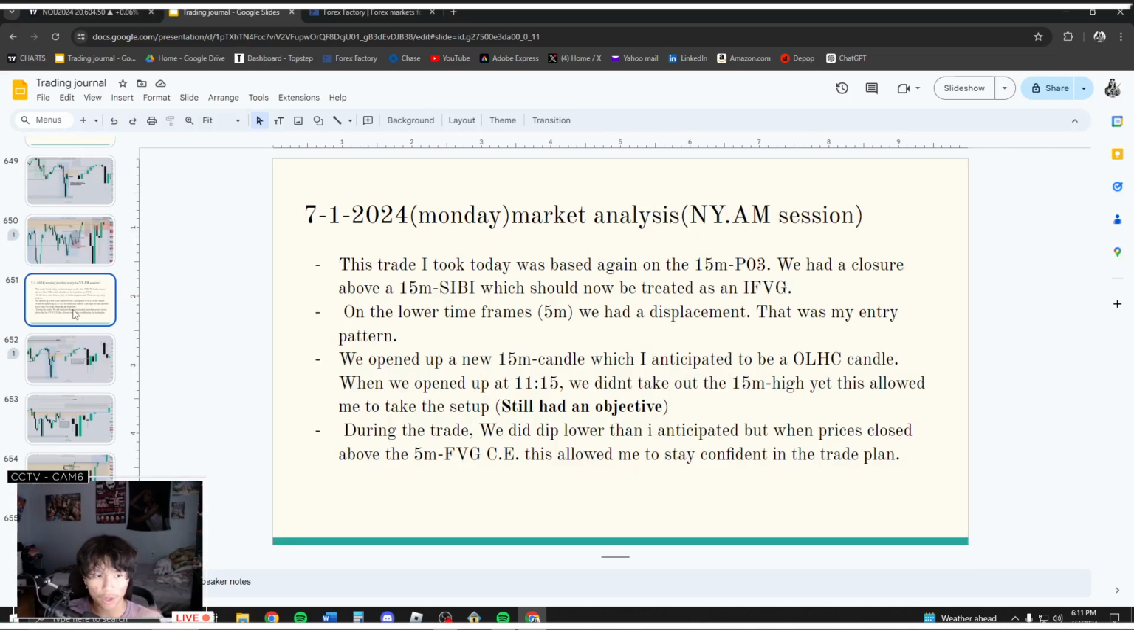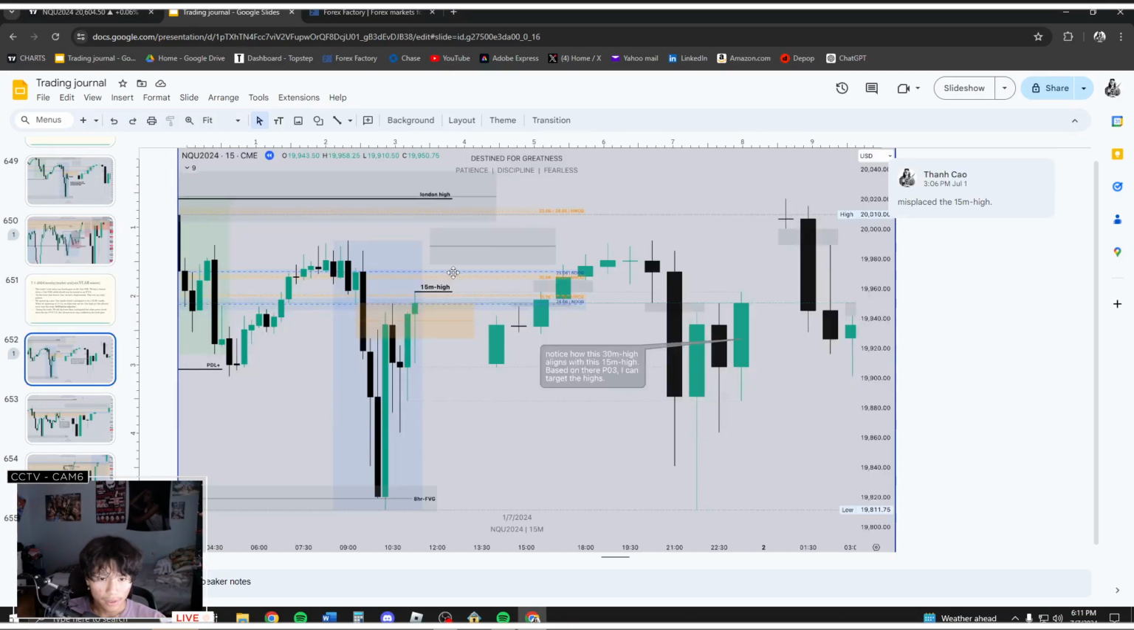The second trade on Monday, I believe, came right after this trade. Based on this 15-minute candle here, I marked this 15-minute high. It's the wrong 15-minute high. It's this one actually, the one prior to it. This 15-minute candle. So based on that 15-minute candle's power of 3, I can anticipate us taking out that high and rebalancing this 30-minute FVG here. So I want to see us go higher and probably rebalance more of this 30-minute FVG.